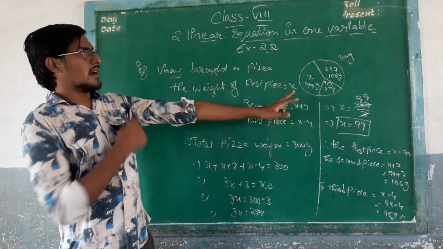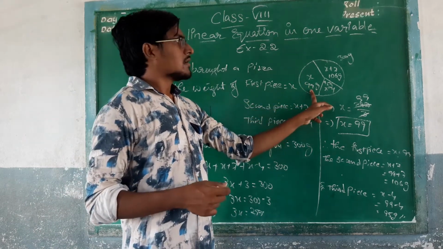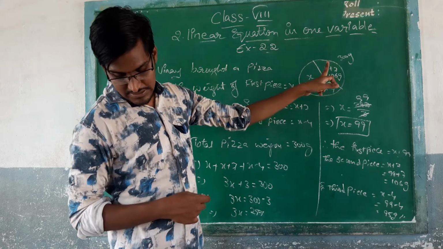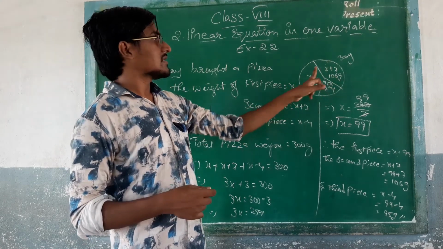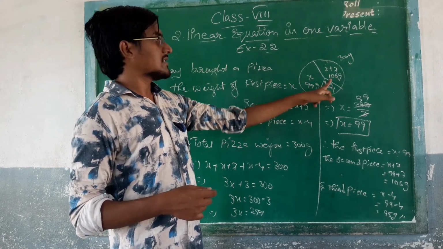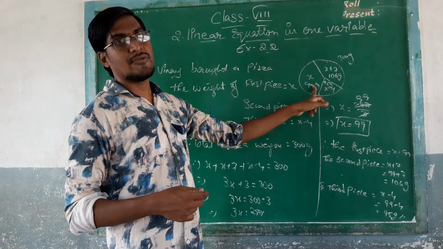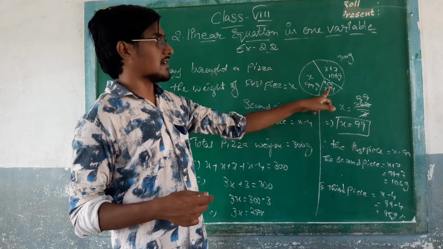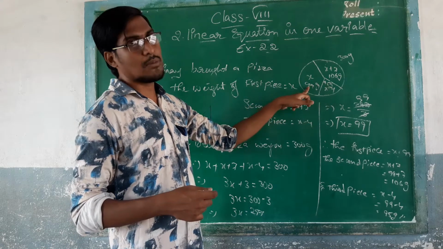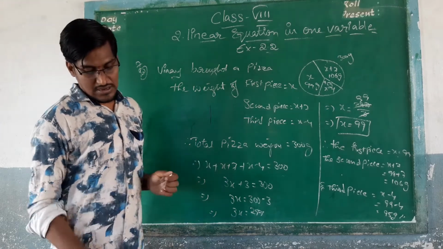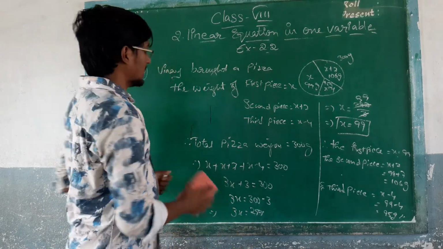So what is given in the question? The first piece is 7 grams lesser than the second piece. This is 106 minus 7, which means 99 grams, and 4 grams heavier than the third piece. Let us see, 95 plus 4 means 99. So this is about the question. Okay, next move on to the next question.